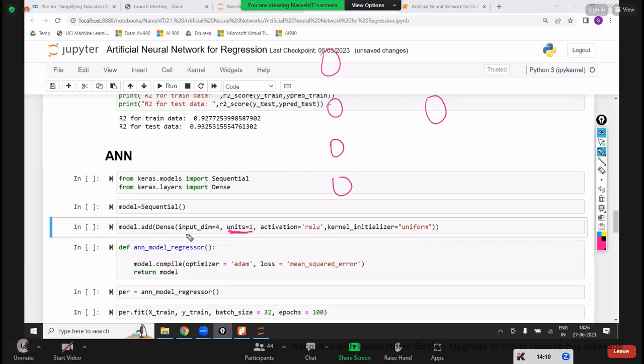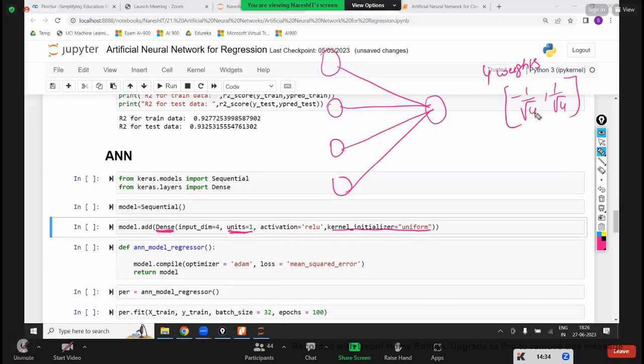And next, what I'm going to do, dense. Here there is a word called dense. Dense means connection. And kernel initializer is equal to uniform. Uniform means it is going to take 4 weights. It is going to select the 4 weights between -1/√4 to +1/√4. It is going to take 4 weights between this randomly. Randomly, it is going to select 4 weights from this data, which forms the uniform distribution.